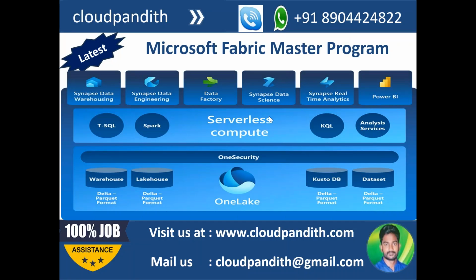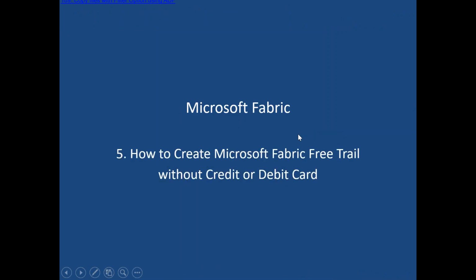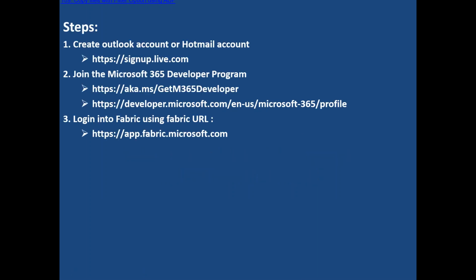In this Microsoft Fabric Master Program, in today's session, we will talk about how to create a Microsoft Fabric free trial without a credit or debit card. There are three simple steps you need to follow. One is we need to have an Outlook account. If you have it already, well and good. If you don't have one, I'll show you how to create the Outlook account. A Hotmail account is also fine.